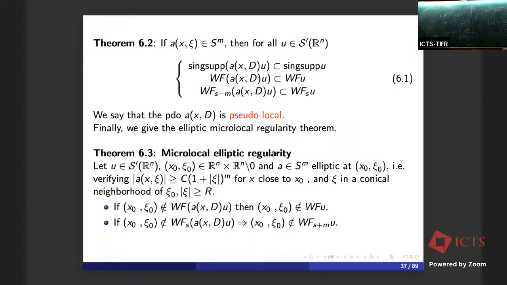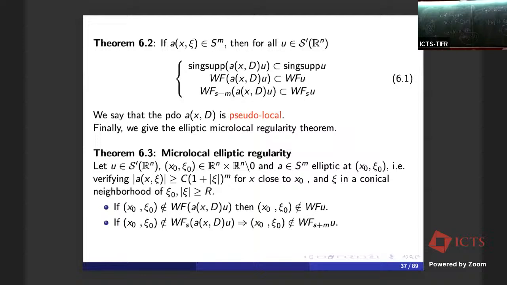Okay, so finally you have the same properties for the Sobolev wavefront. It's not destroyed. It doesn't increase with the action of the differential operator. And of course, when you apply the inversion theorem, you see that if a point x0, omega zero is not in the wavefront of AU, and if A is elliptic in this point, I mean microlocally elliptic at this point. Okay, it's not globally elliptic, microlocally elliptic.